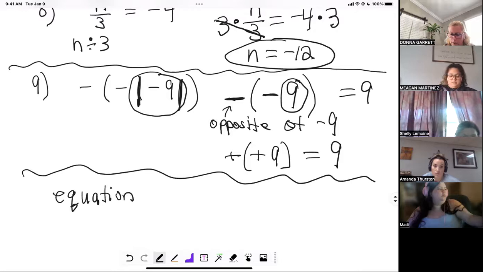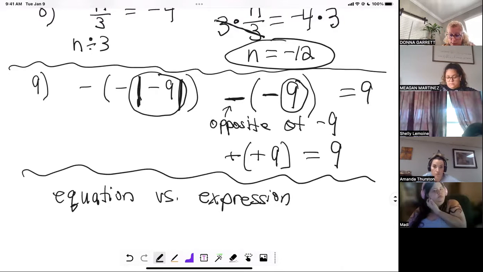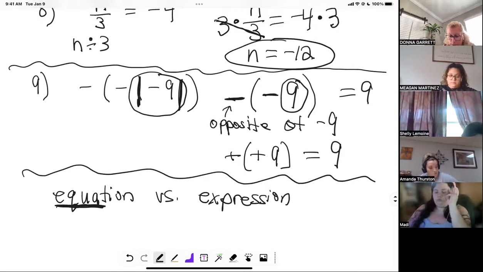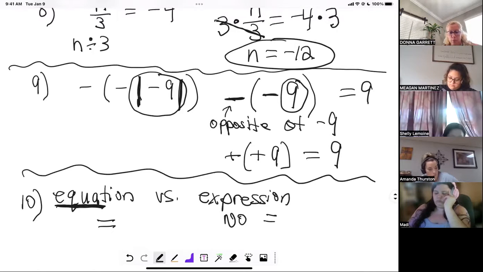Equation versus expression. Make sure you know what's what. An equation, you actually see the word there, has the equal sign. An expression has no equal sign. That last problem we did, number 9, that's an expression. So I don't have an equal sign. When I solve, it's an equal problem.